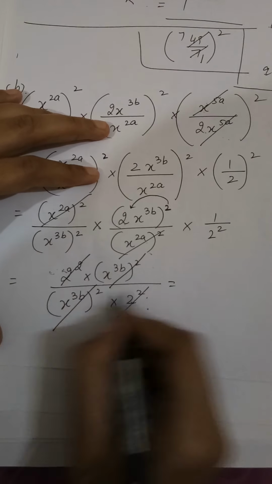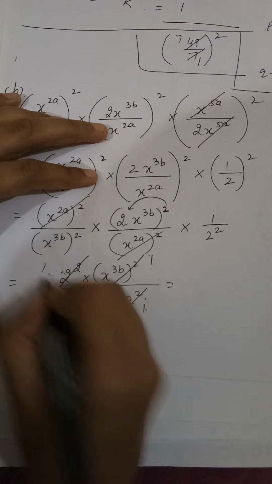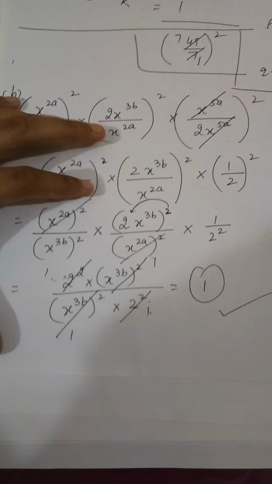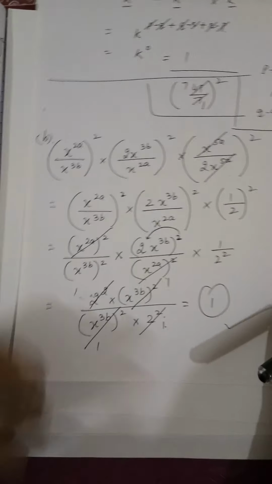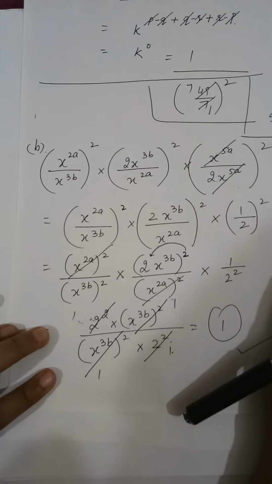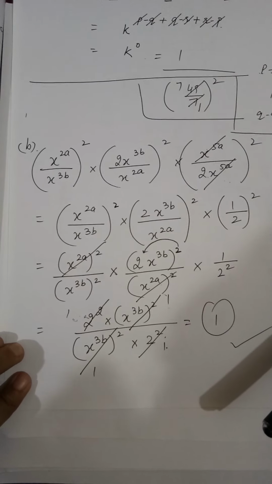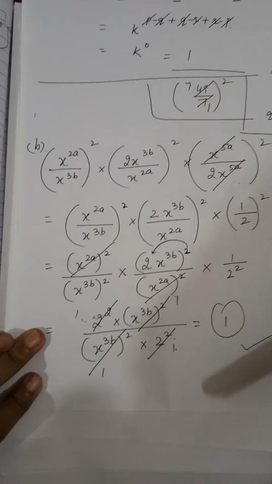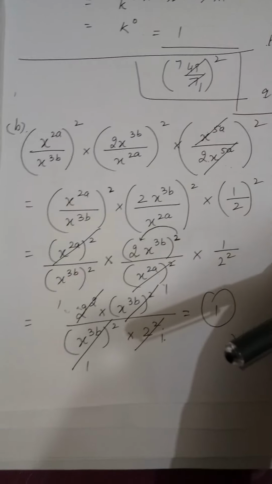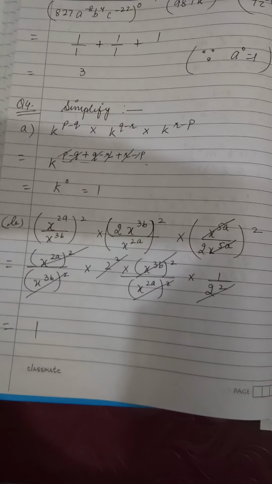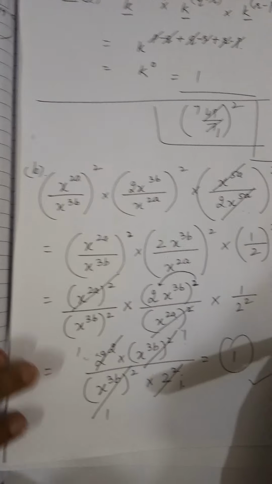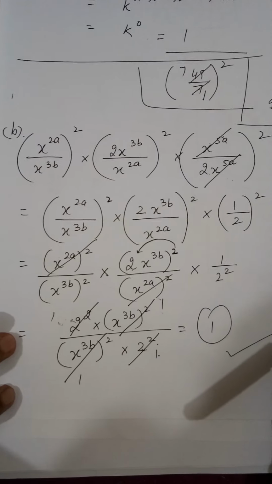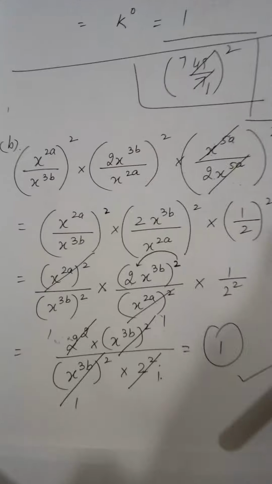Everything is cancelled. What is left here? 1, 1, 1 and 1. So what is the answer? 1. Okay, please see this question again. This is a very important question. I know it is a bit new for you, but please go through this question again, what I have done. Please see the solution of this A and B part. And this is the solution which I have done. Please go through it thoroughly. Now let's move to the C part.